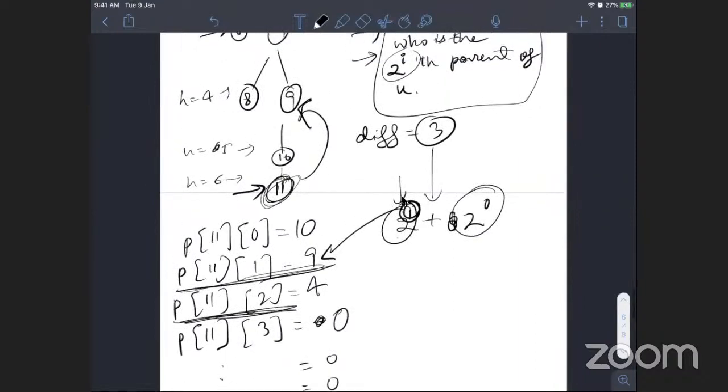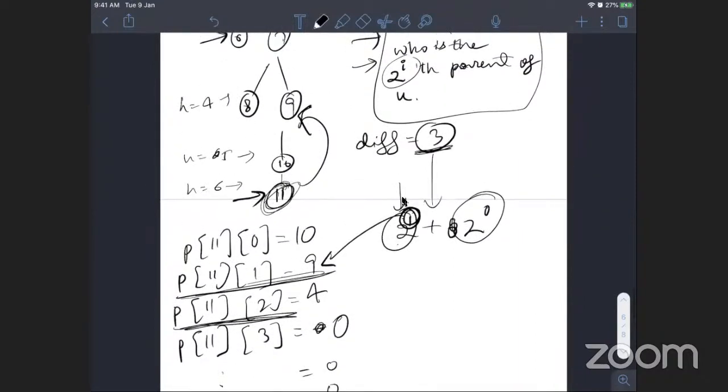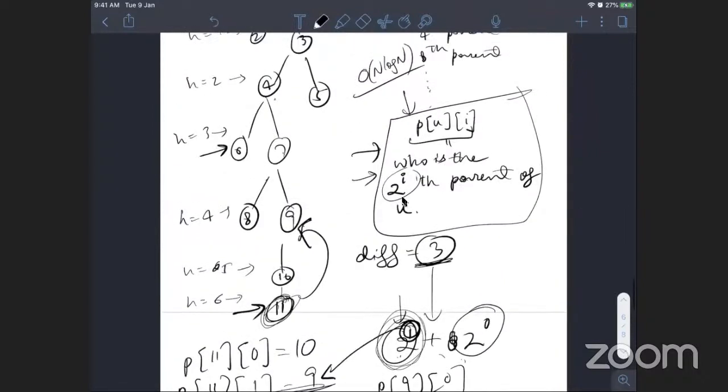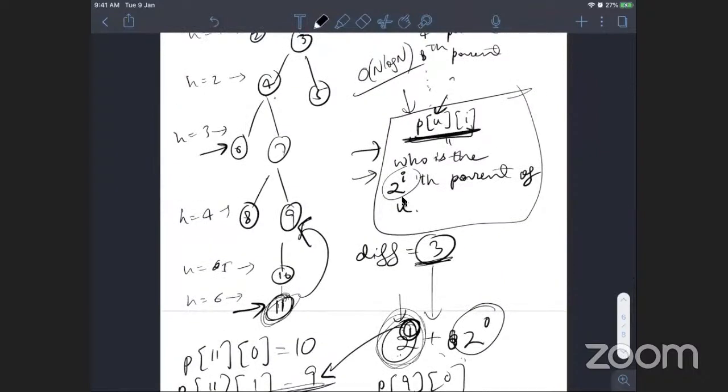So we were at 11 and we wanted to jump 3 steps up. We said 3 can be broken as 2 to the power 1 plus 2 to the power 0 in its binary representation. So first make a 2 to the power 1 sized jump from 11 and you come to 9. Now notice you have a P90, a P91 also. Can anyone tell me what the values will be? You have this entire thing for all possible values of u, so it's n possible values of u and log n possible values of i.